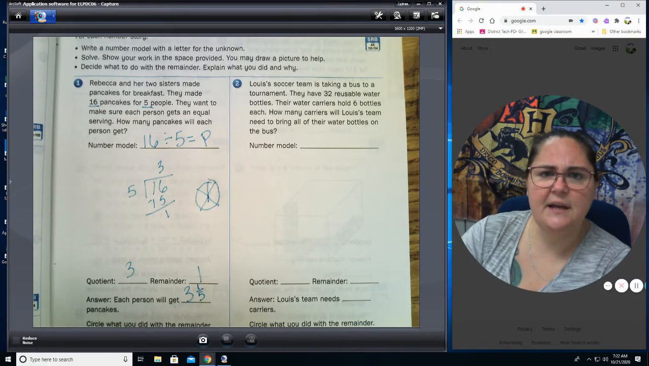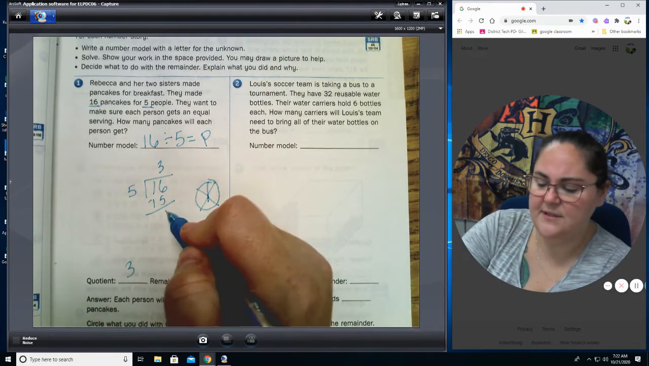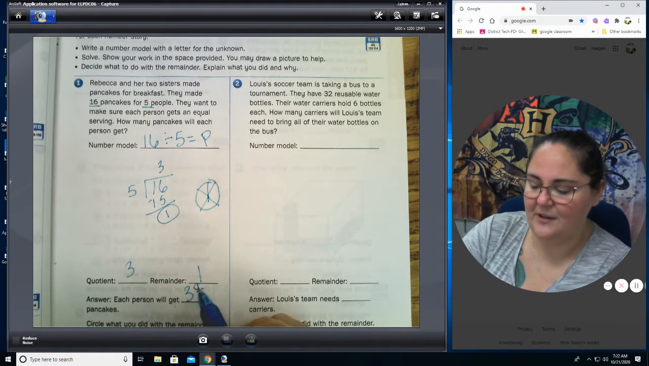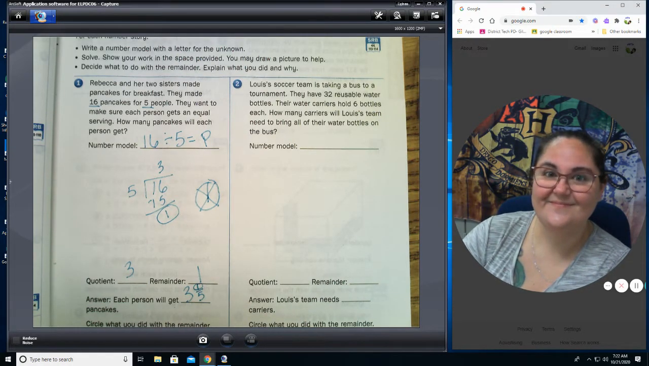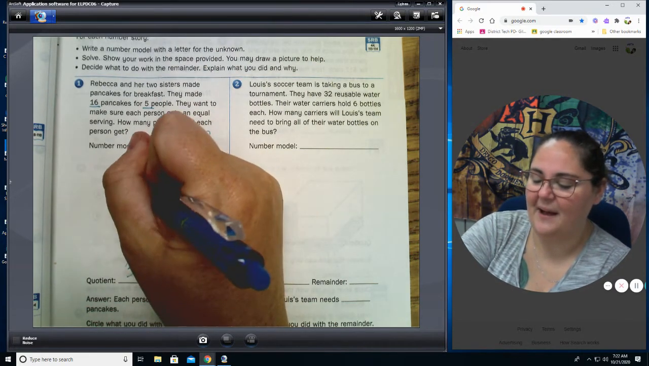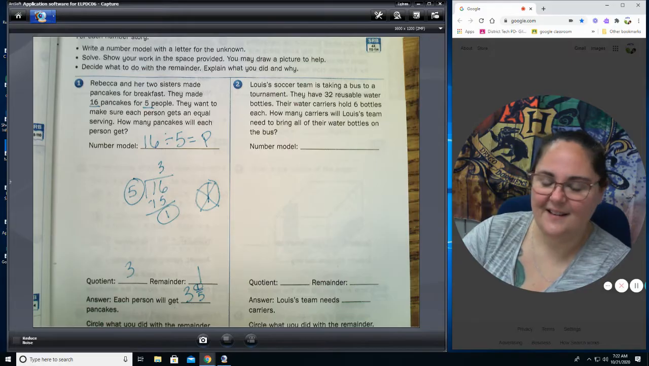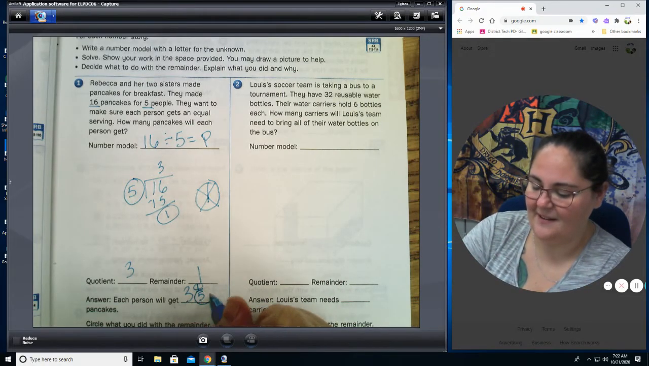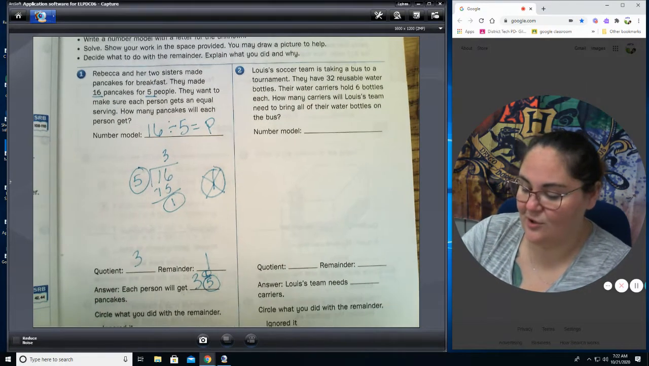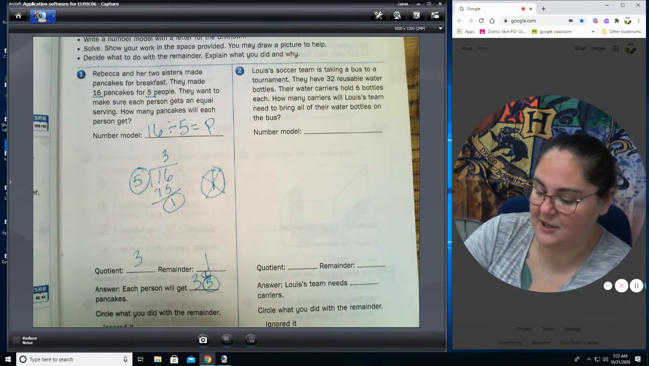I want you to see a trick. Notice what my remainder is and notice what my numerator is. Also, look what I divided by. Look, my denominator. That's how you make it into a fraction. All right, so circle what we did. We reported it as a fraction.